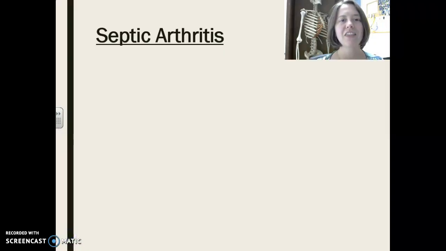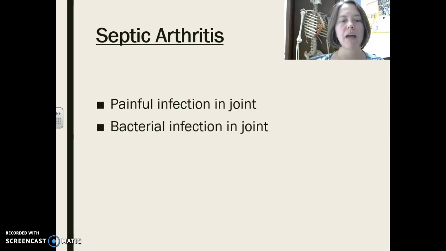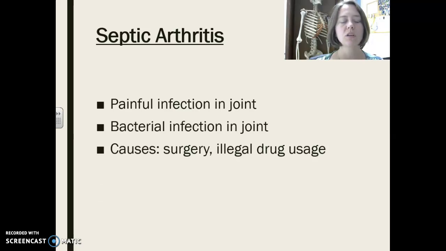A third type of arthritis we're going to talk about is septic arthritis. This is a painful infection in the joint, a bacterial infection. In fact, you should not have bacteria in the joint. It should be a pretty sterile environment. Causes: something that broke the joint cavity and introduced bacteria into it. Surgery can sometimes be a cause of septic arthritis, and also illegal drug use. If there is a needle involved, that can put bacteria, among other things, into your system.